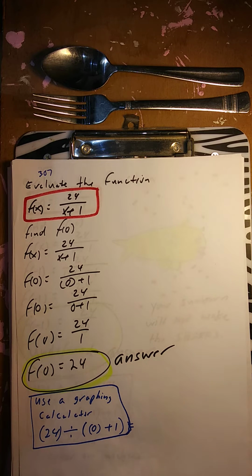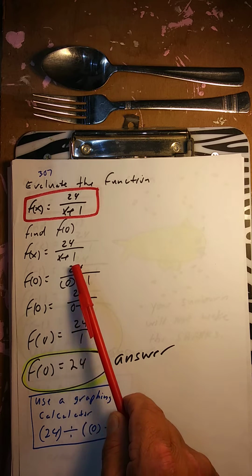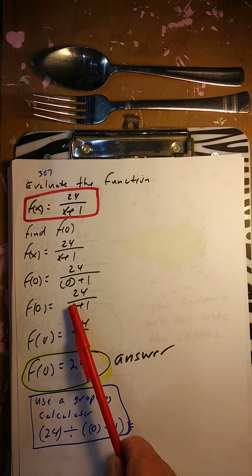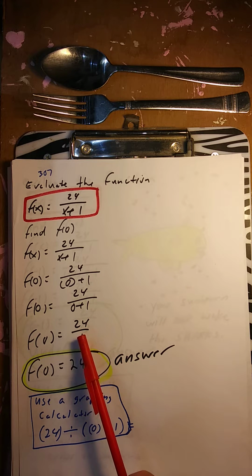Evaluate another function. F of x equals 24 over x plus 1. F of 0. Put a 0 for the x. So you're going to have 24 over 0 plus 1. So 24 over 1 is just 24.